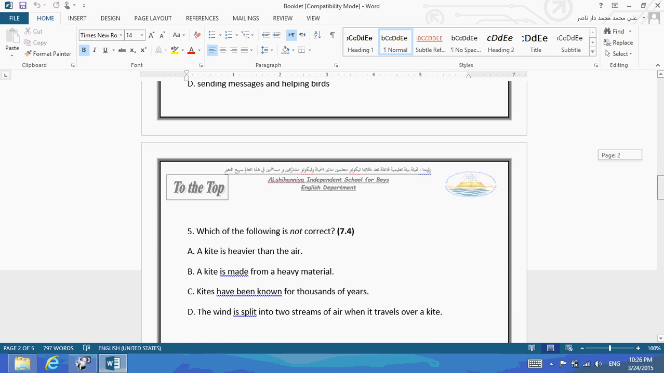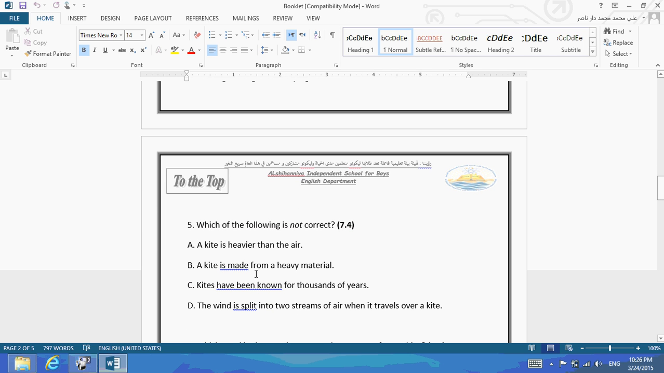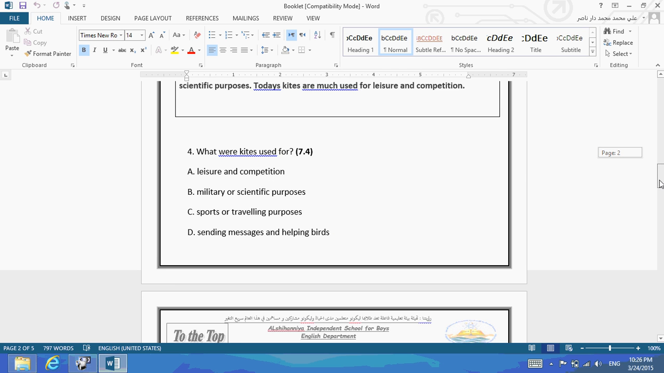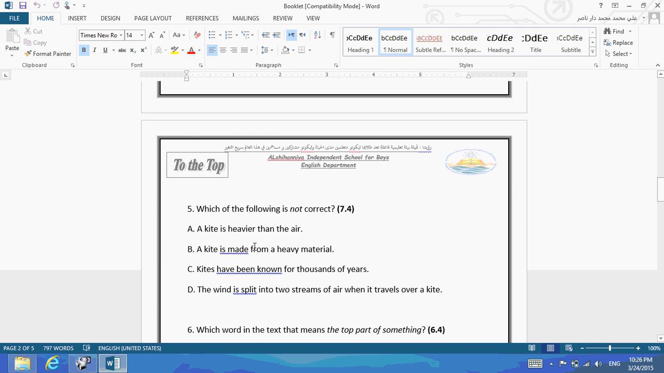B. A kite is made from a heavy material. You scan the text again. A kite is an object made from a light material. A light material, not heavy material, so the statement is not correct, so it is the answer. B, a kite is made from a heavy material, is the incorrect sentence.